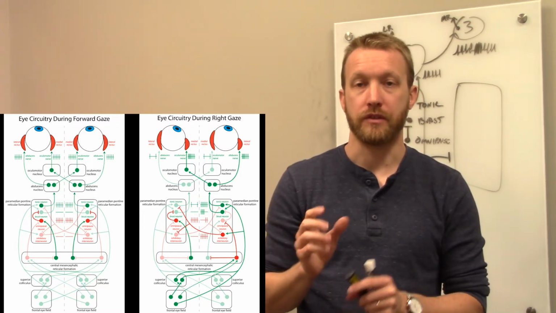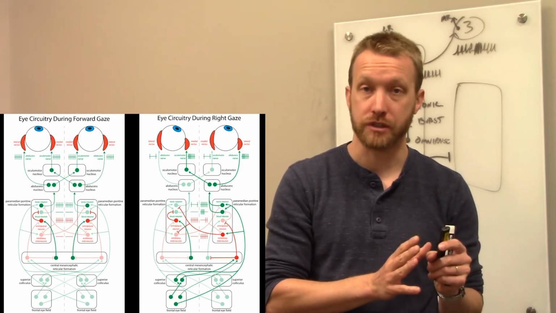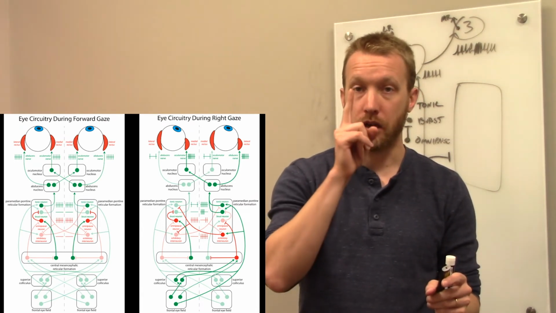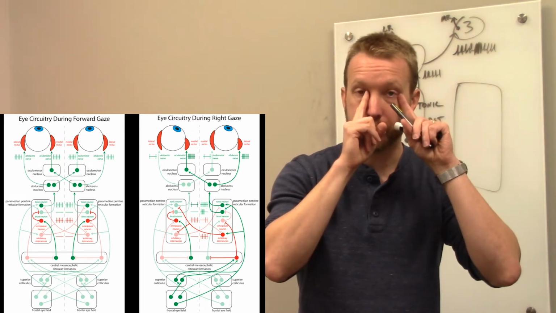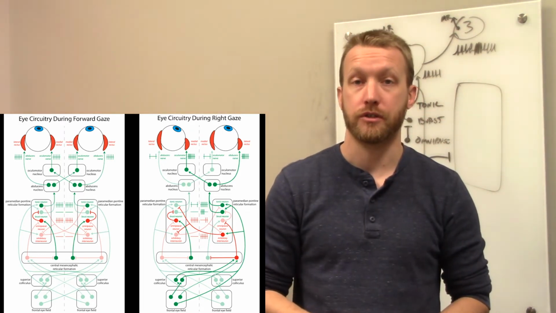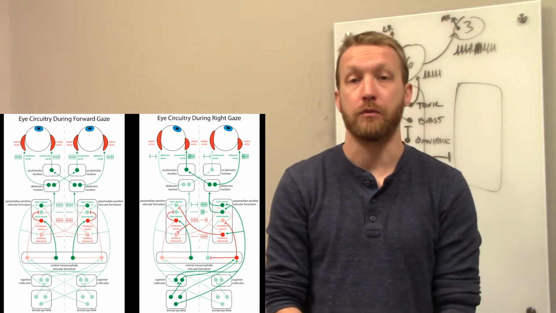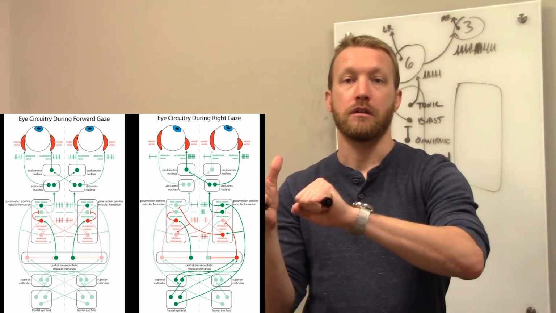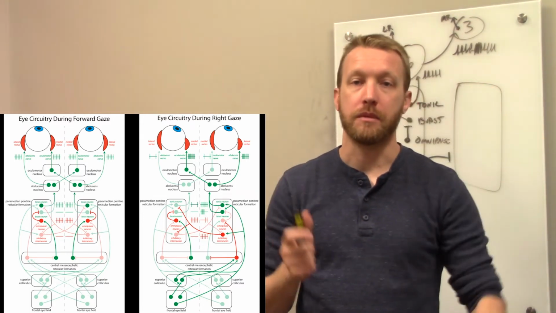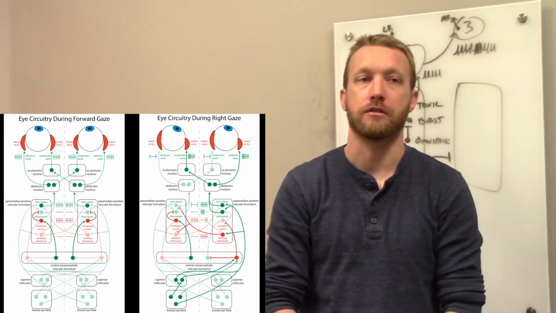Inhibition of the left paramedian pontine reticular formation, of course, reduces muscle tone in the right medial rectus and the left lateral rectus, so our eyes don't turn left. And that's a saccade. If we want to turn left, the right eye fields stimulate the left paramedian pontine reticular formation. So just flip that circuit diagram around.